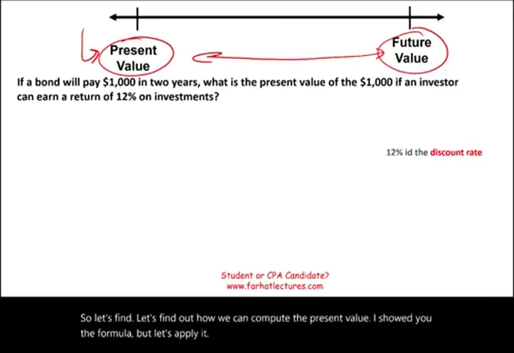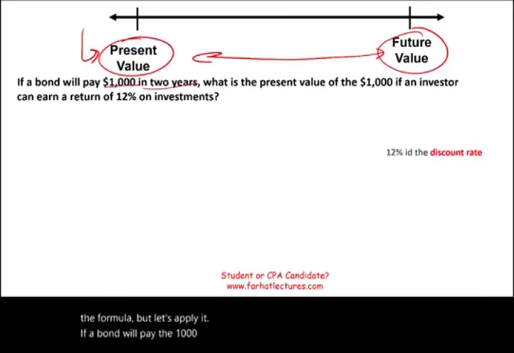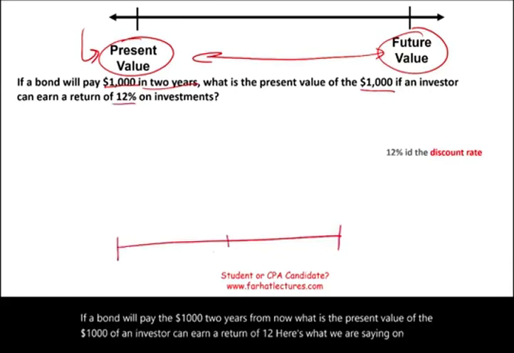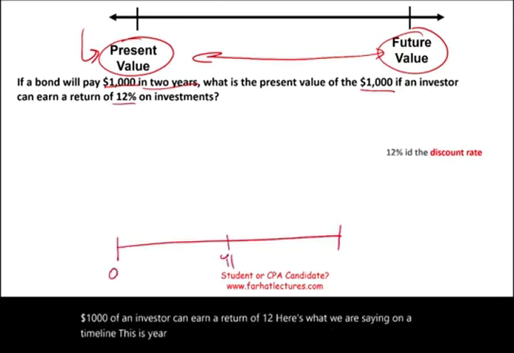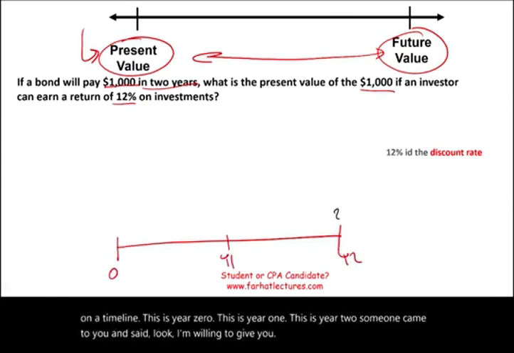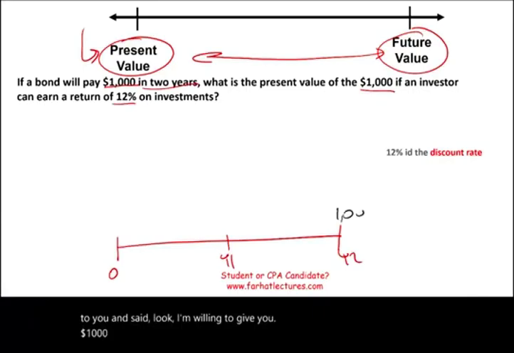If a bond will pay $1,000 2 years from now, what is the present value of the $1,000 if an investor can earn a return of 12%? Here's what we are saying on a timeline. This is year 0, this is year 1, this is year 2. Someone came to you and said, look, I'm willing to give you $1,000 2 years from now.